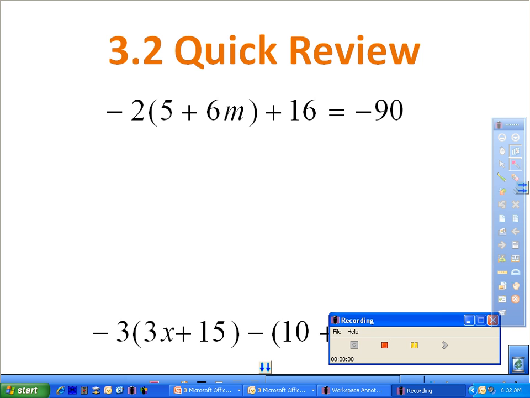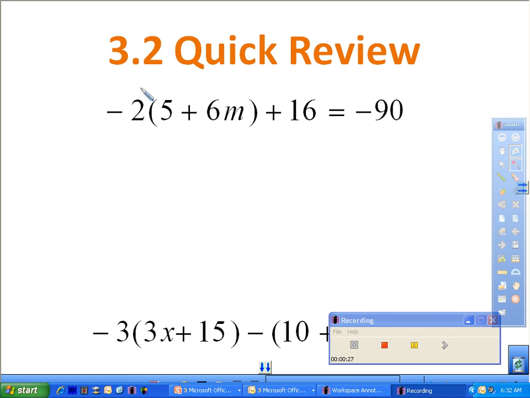Yesterday in Lesson 3.2, we learned how to solve equations involving the distributive property and combining like terms. In this first example, we can see that we're going to have to distribute because we have an addition problem in parentheses. So the steps that we need to do to solve these complicated equations, the first thing is to look for any distributive property and distribute any necessary numbers.